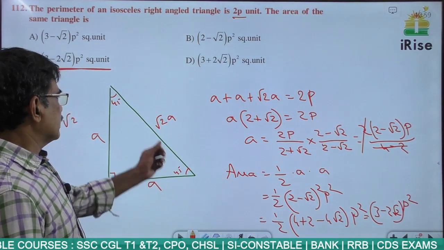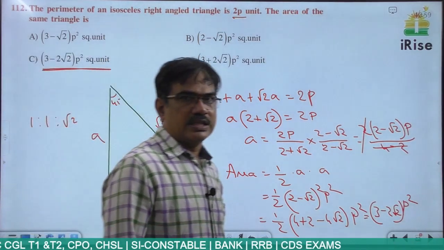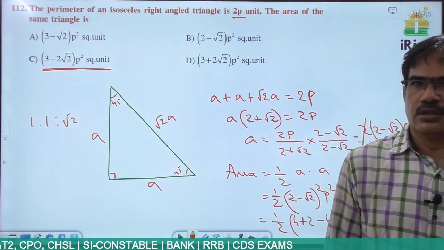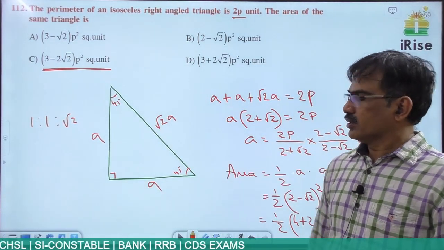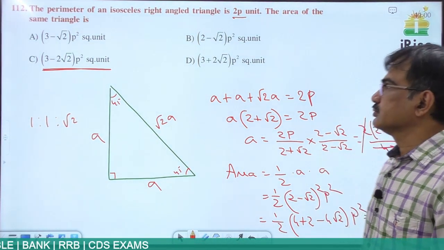Okay. So first, perimeter equal to 2p, find A value. After finding A value, find area. Area is equal to half A square is the formula. Okay. Next.